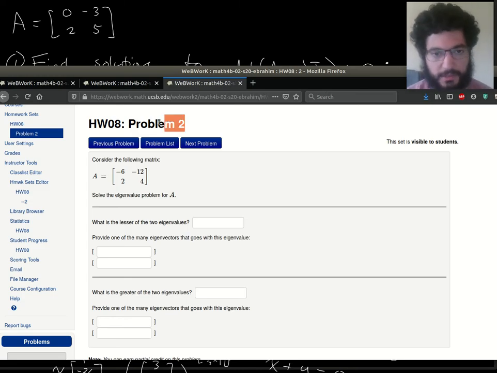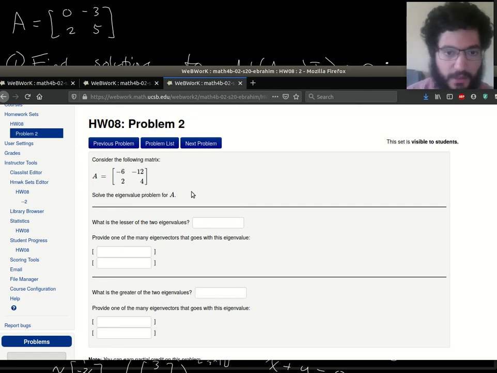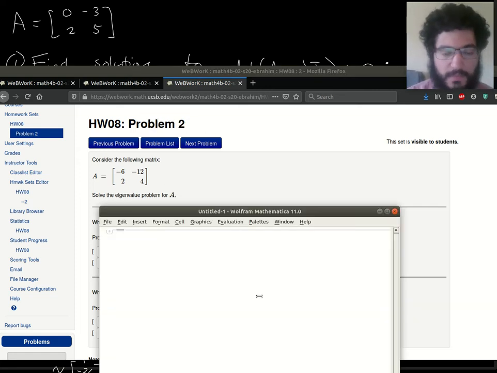I'm just going to scroll through the other homework problems, since I basically made these homework problems to show you the different things that can happen. So let's look at problem 2. I'm going to use Mathematica to skip over some of the boring parts of the calculation. So I'm going to type in the matrix. Okay, so there's the matrix.